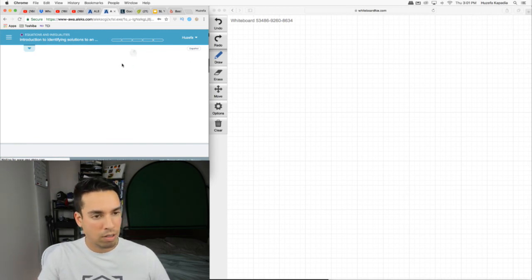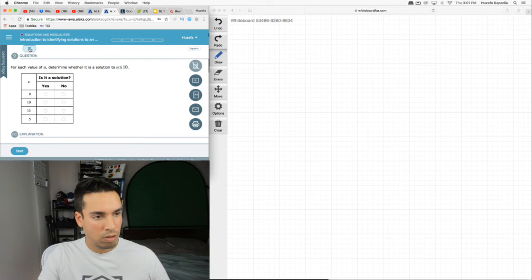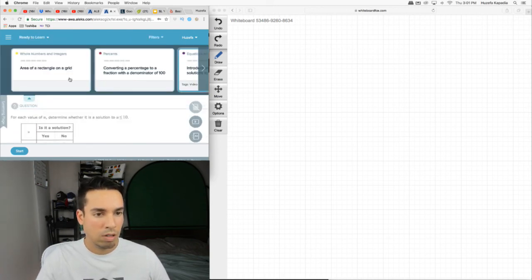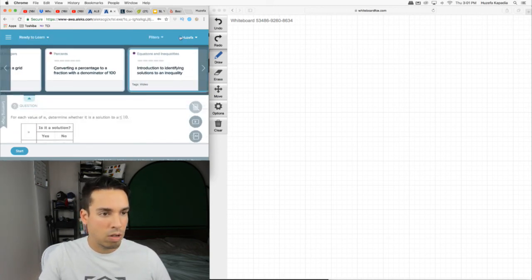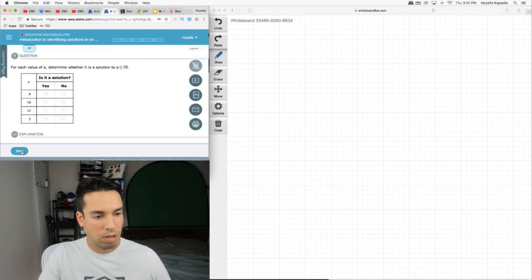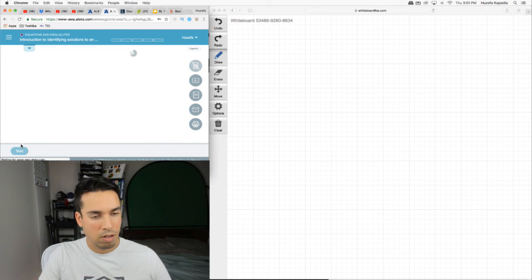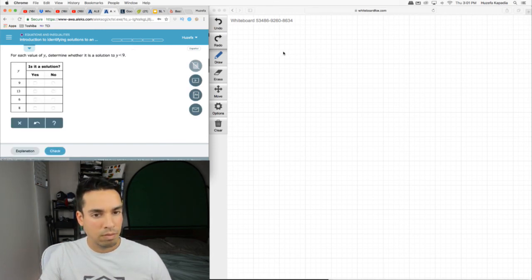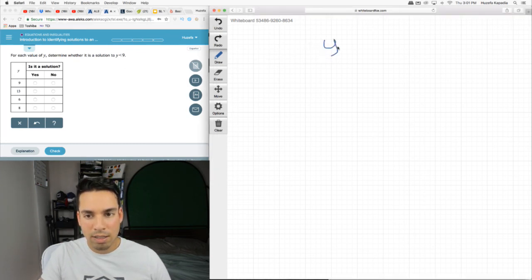Introduction to identifying solutions to an inequality. For each value of y, determine whether it is a solution to y is less than 9.